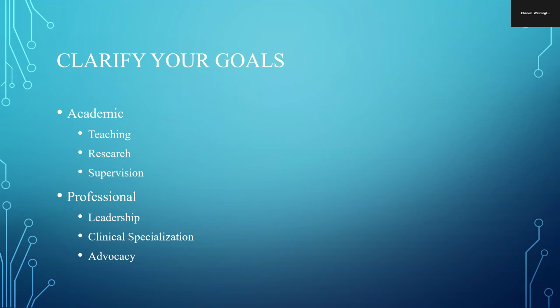So for clarify your goals, what I meant is you want to clarify whether you have academic aspirations or professional aspirations. Under academe, you're looking at teaching, research, and supervision as your main focus areas, with special emphasis on teaching and research, depending on the program. You're being trained to teach master's students in the future. As far as professional goes, that's more your everyday counselor activities: leadership, clinical specializations, and advocacy.